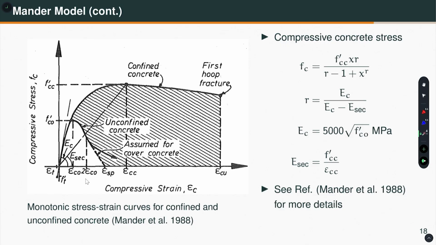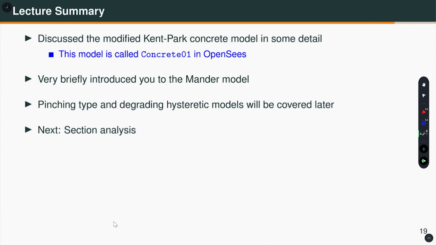If you are interested, you can go ahead and read this paper. In OpenSees, there are many more concrete models. Okay. So, with the basic understanding of the Kent-Park model, you can look at many other models. Okay. So, now let us summarize what we have discussed in this lecture. In this lecture, we have discussed the Kent-Park model, which in OpenSees is called the Concrete01 material model.